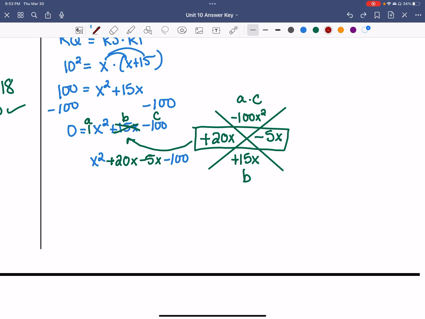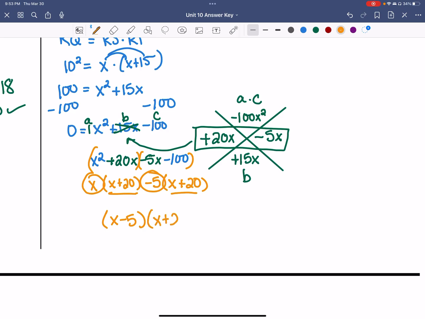And then I'm going to factor by grouping. I'm going to group the first 2 and group the last two. I did that backwards. First two, last two. And I need to find my common factors. So in this one, I have x, and then I just have x plus 20 left. In my next one, I have negative 5, and that leaves me with x plus 20. So then because these are the same, I can take the numbers out front and put them in their own parentheses. So x minus 5, and then x plus 20.